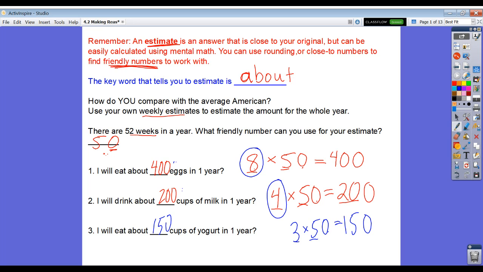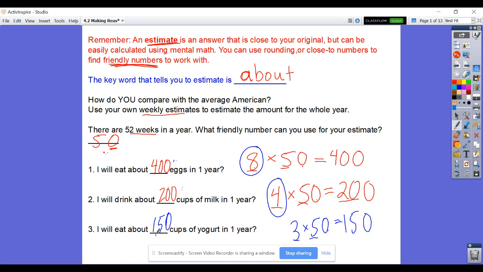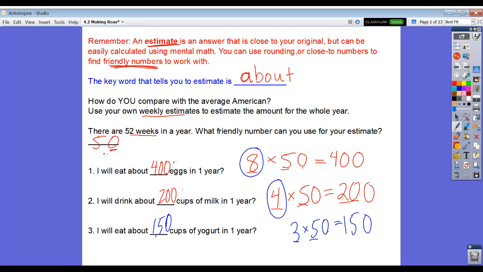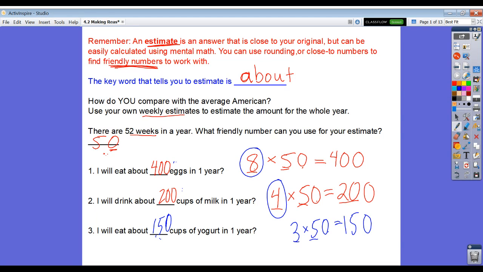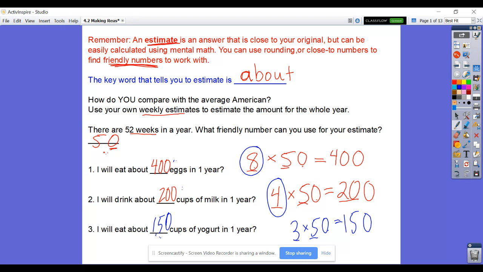Now, these are not exact numbers, right? That's the point of an estimate. It's not like I know, oh, yes, by the end of the year, January 1st, 2021 till January 1st, 2022, I will eat exactly 150 cups of yogurt. No, this is our estimate, meaning close to. I thought those were fun to find.